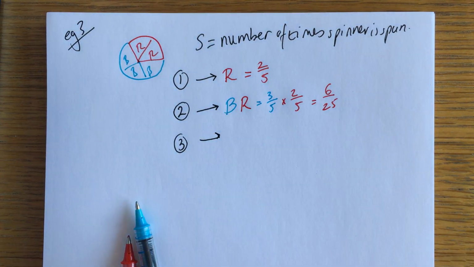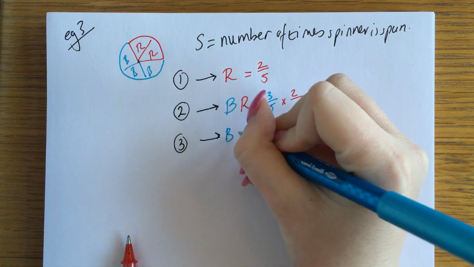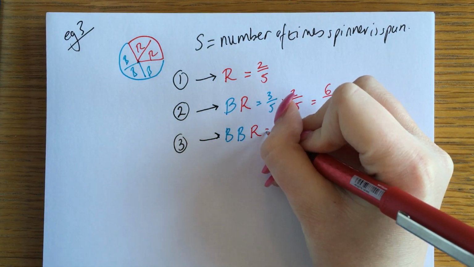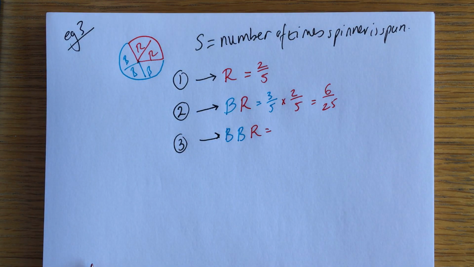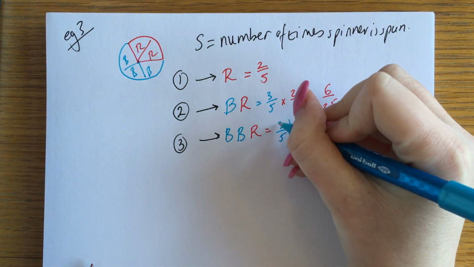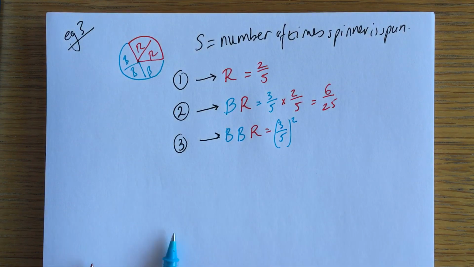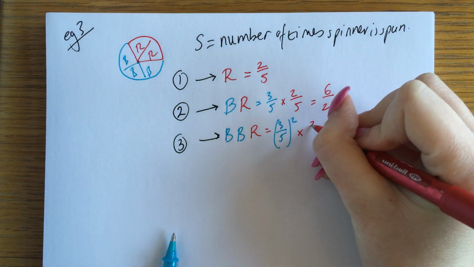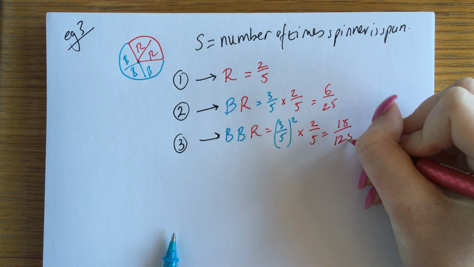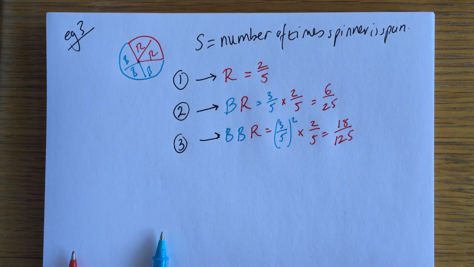For me to have spun it 3 times, I must have spun a blue, then another blue, and then a red, because I wouldn't have stopped after 3 if I didn't land on a red for the final time, and if I'd rolled a red before, then I would have stopped already. So that's 3/5 squared, because it's 3/5 times 3/5, times by 2/5, which is 18/125.